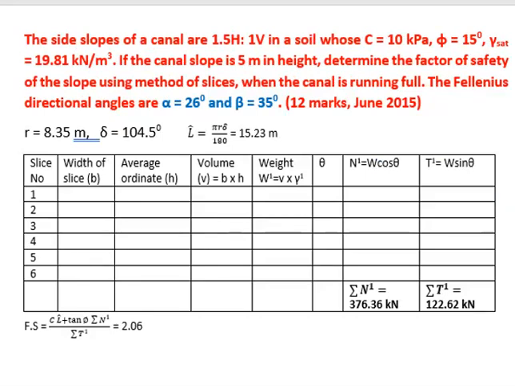Here in this problem, the slope is given, c value, phi value, saturated unit weight, all the values are given, Fellenius angles are given. But here one condition is there, that is when the canal is running full. That means the slope is submerged. When the slope is submerged, we should take the submerged unit weight to estimate the weight of soil.